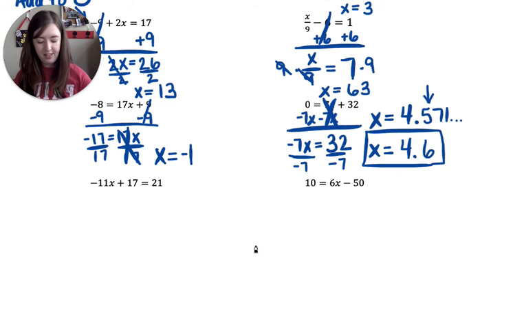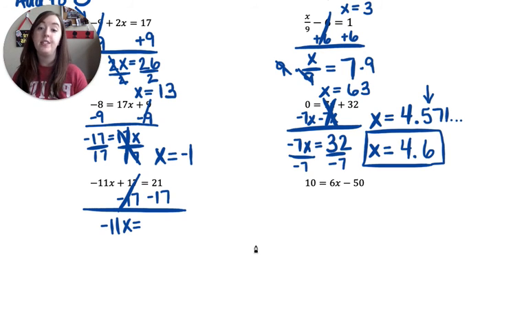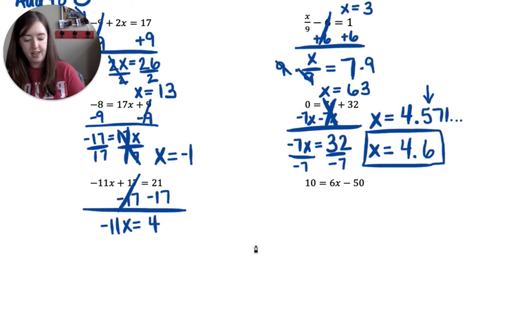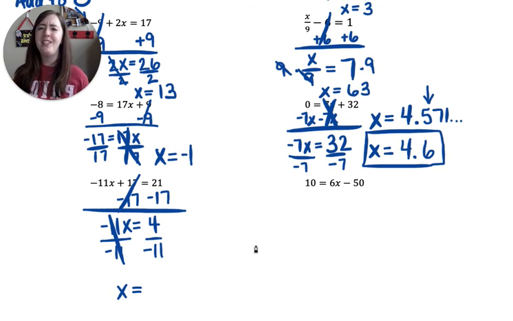All right, on the next one. What do you think we should do first? I think we should subtract 17 from both sides. So 17 minus 17 is 0, and I have a negative 11x over there on the left. And then 21 minus 17 is 4. Negative 11x means I have negative 11 times x. So to undo that, we need to divide by negative 11 on both sides. Those will divide away to 1. So x equals. Now 11 doesn't go into 4, right?